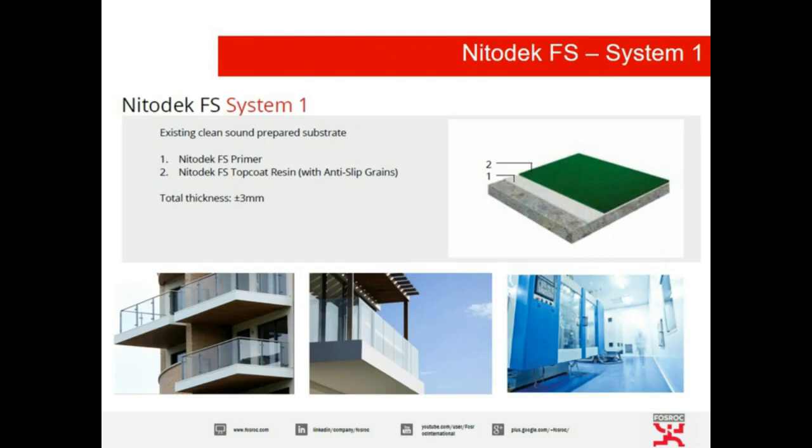So System 1 is a fairly basic system. It's a primer and then 2 top coats. So again, this would take the place of a situation where you're potentially using a 2-layer epoxy or a 2-layer polyurethane system. So it's ideal for internal spaces that are maybe getting a bit of light foot traffic or line demarcation, that type of thing, is a system that you would use in this kind of scenario.